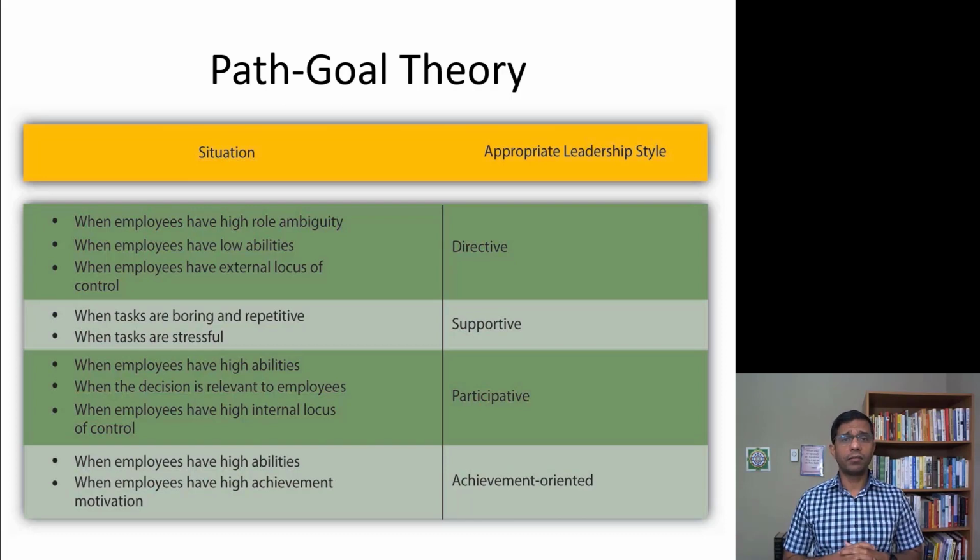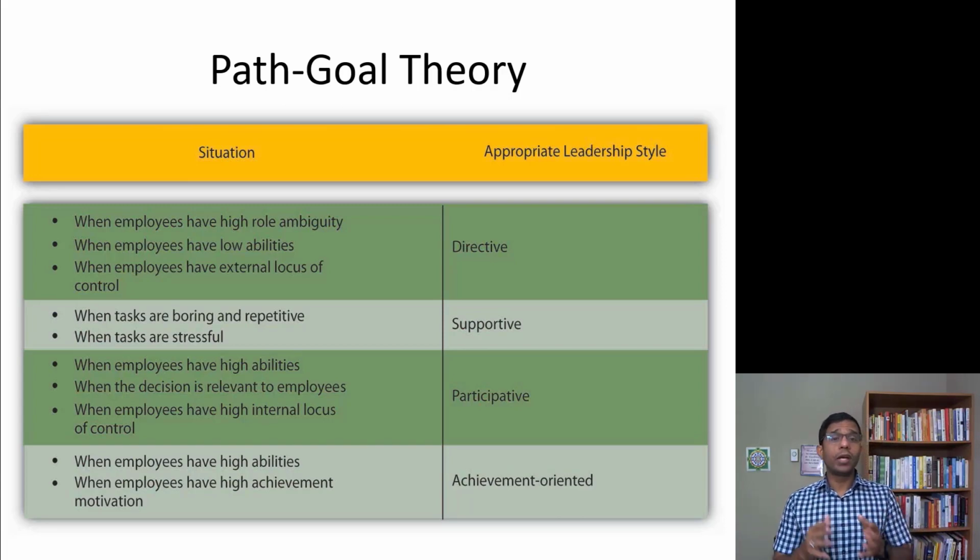When employees have high role ambiguity, they don't know what they're supposed to be doing. When they have low abilities, and when they have external locus of control. During these three situations, you engage in more directive leadership behaviors. And why? Because when tasks are ambiguous, they need that direction. When they don't have ability, again, they need that direction. They have to be told exactly how and what to do. When they have external locus of control, they don't take initiative. So you have to provide direction.